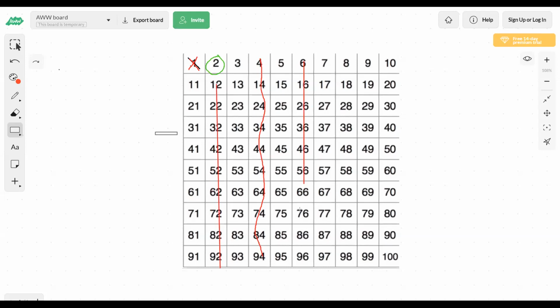So if you ever see a number that ends in 2, 4, 6, 8, or 0, you know for a fact it cannot be prime, unless it's 2. 2 is the only prime number that is even.